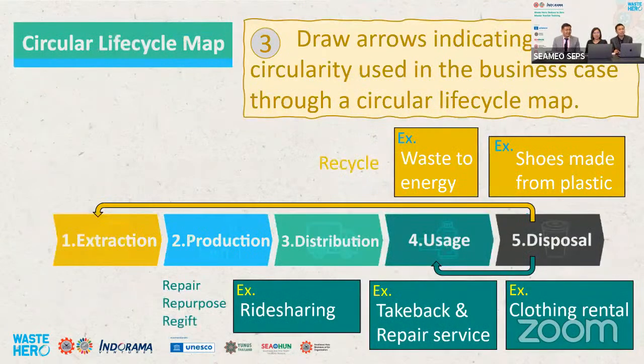Okay. After they get the idea of circularity from the 9th question, encourage them to draw arrows indicating kinds of circularity through a circular life cycle map. For example, the clothing rental is backwards from disposals to usage again. Consequently, it could reduce the tidal waste to the earth.